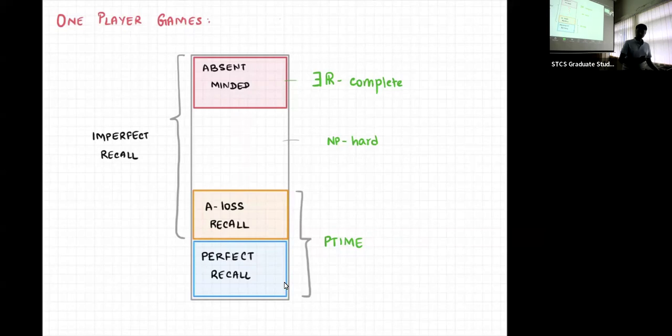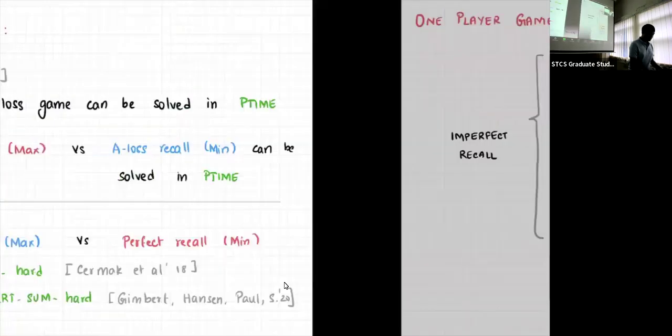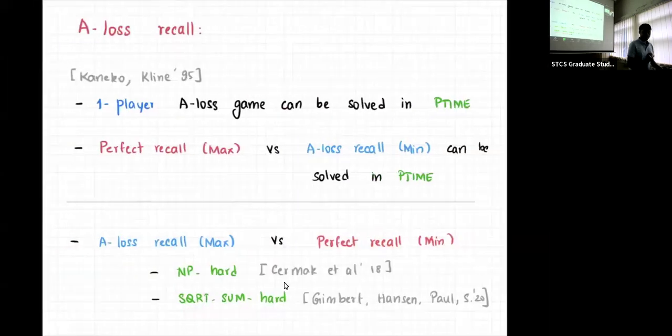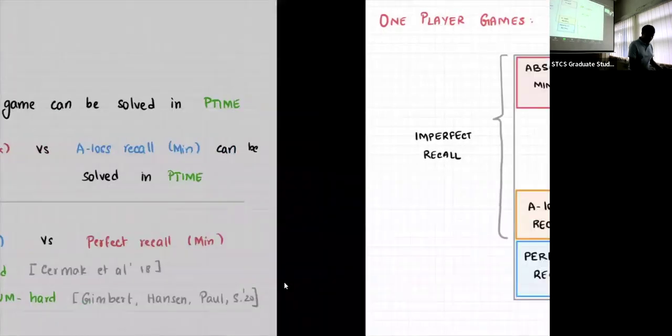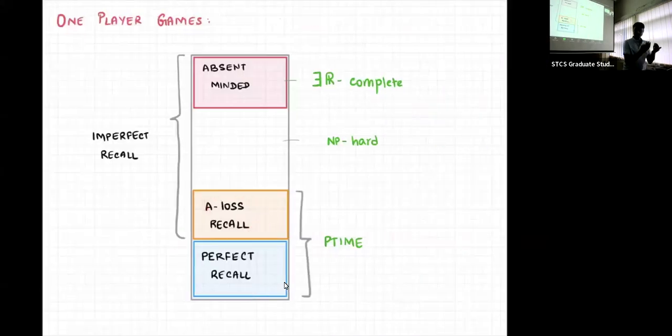And your imperfect recall setting always talked about A-loss, or was there something in previous slides? No, that's what. In previous slides, you had absent-minded, that is the very high end. Then there was one extra result about the square root sum, which actually resulted in an A-loss recall, somewhere here, just above perfect.